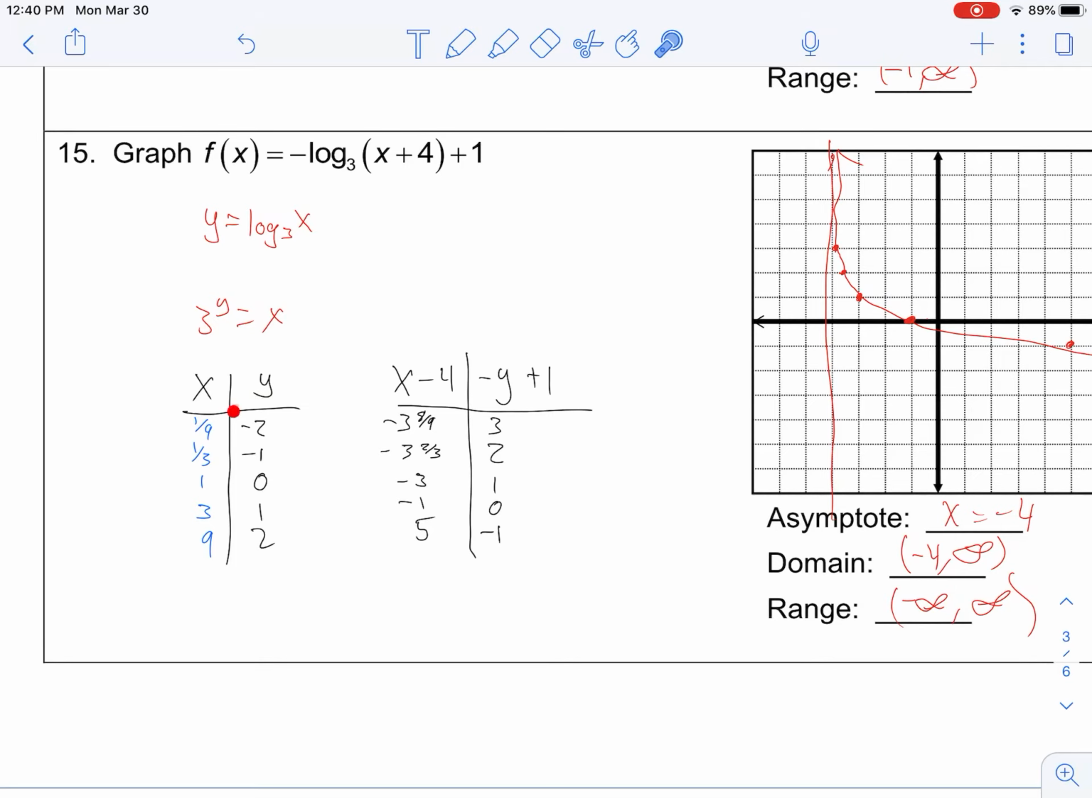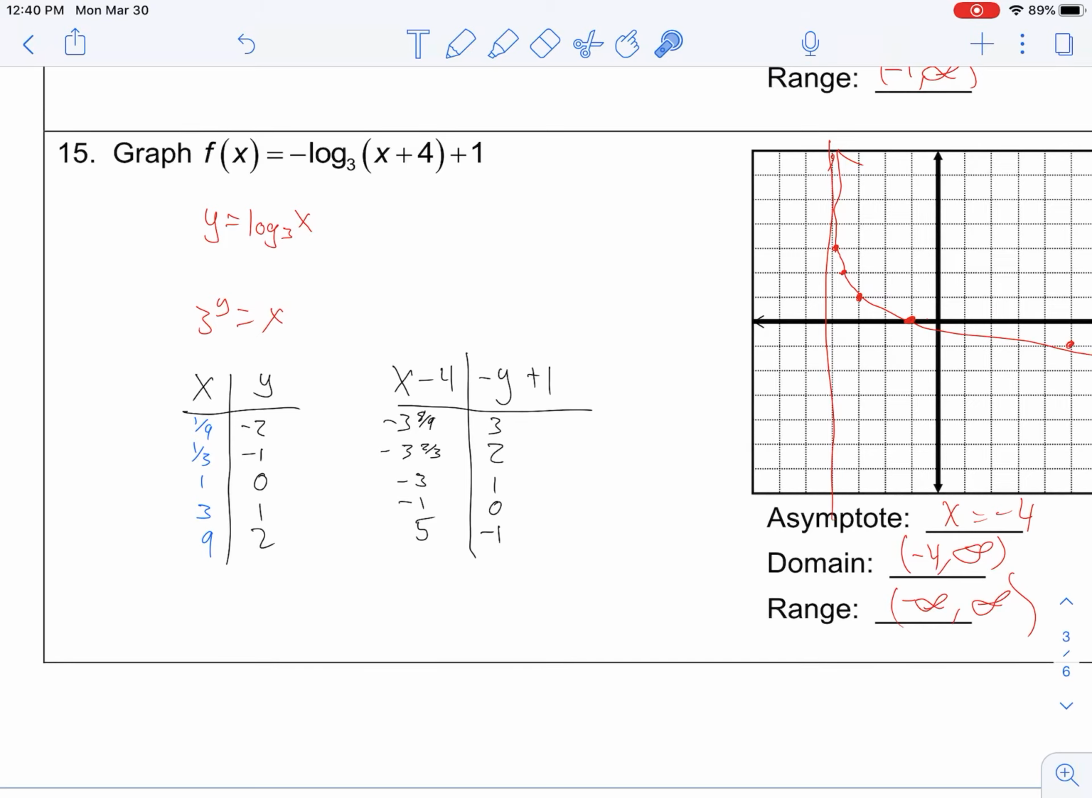Y is our exponent here, so this is where our graphs are kind of flipped. So I'm using negative 2, negative 1, 0, 1, and 2. And when I input the negative second power, I get 1 over 9. I'm sorry, 3 to the negative second, 1 over 9. 3 to the negative first power, 1 over 3, so on and so forth.